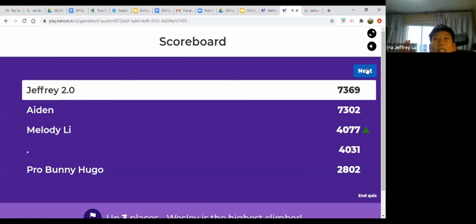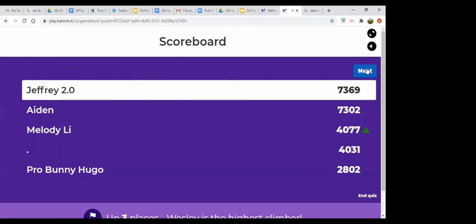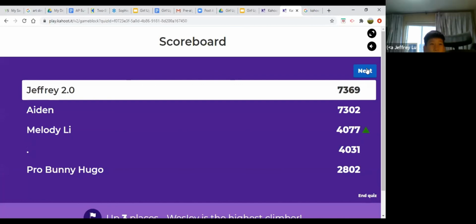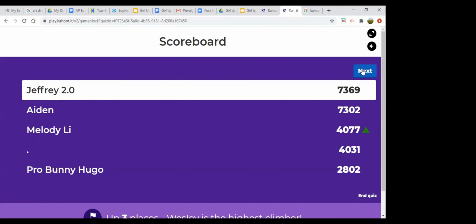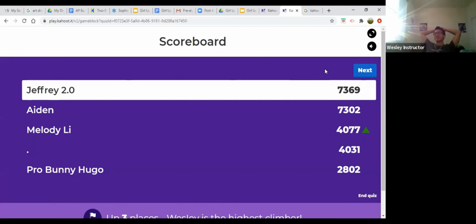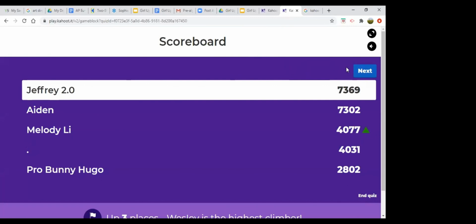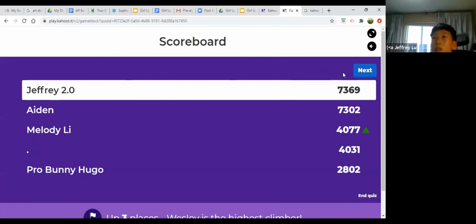Wait, that one's wrong. Wesley is the highest, because I thought 5 minus 3 squared. Isn't it 5 minus 3, divided by 2? Wait, what was the last problem? Can you guys see the last problem? I don't think that one was wrong, I'm sorry. I make mistakes. That one was wrong. No, that was correct.